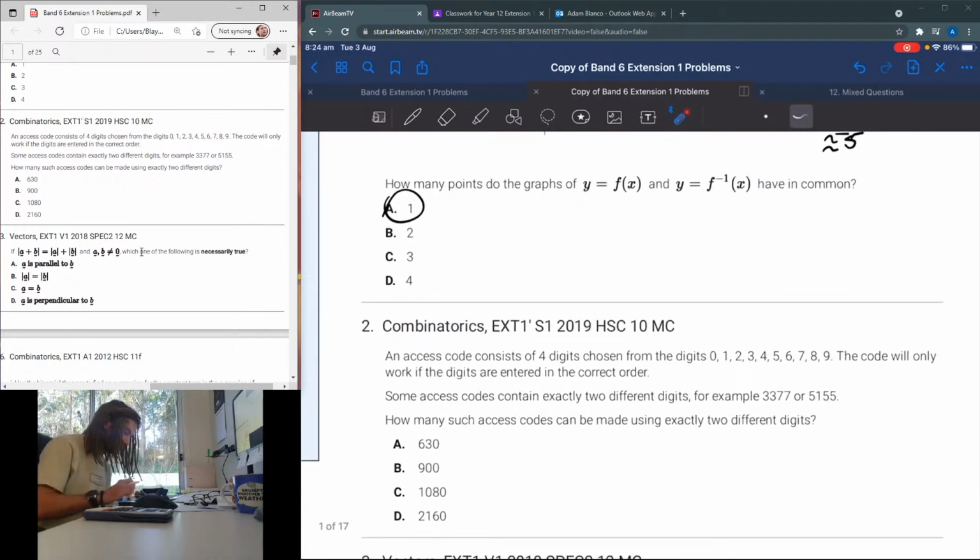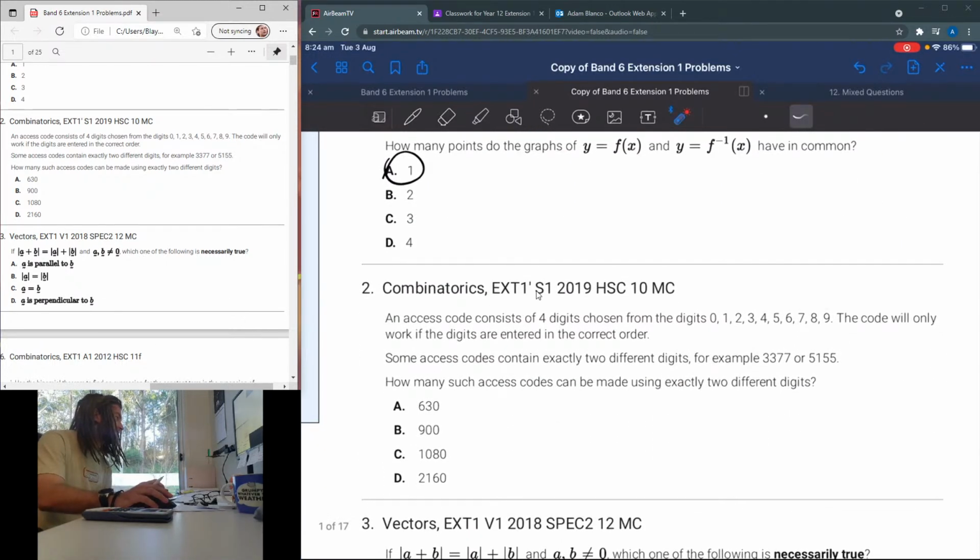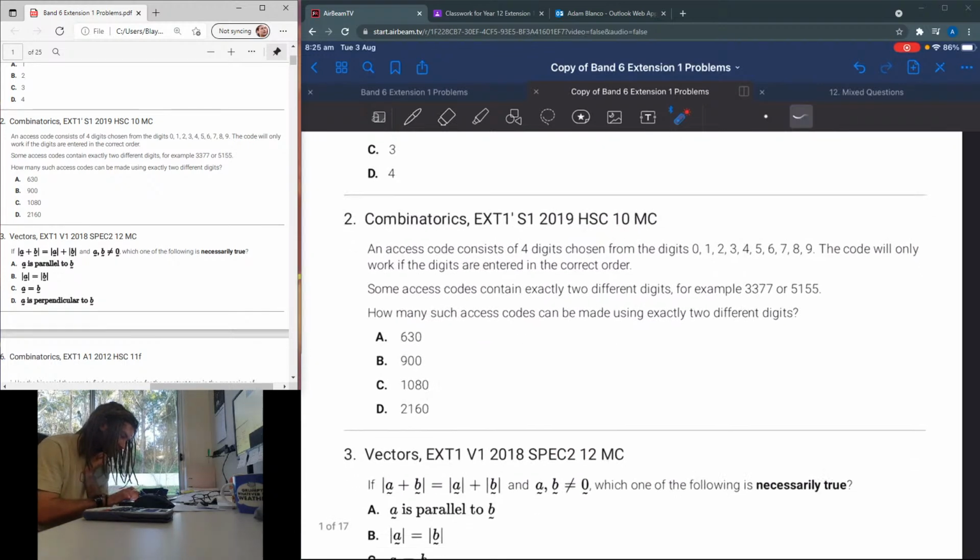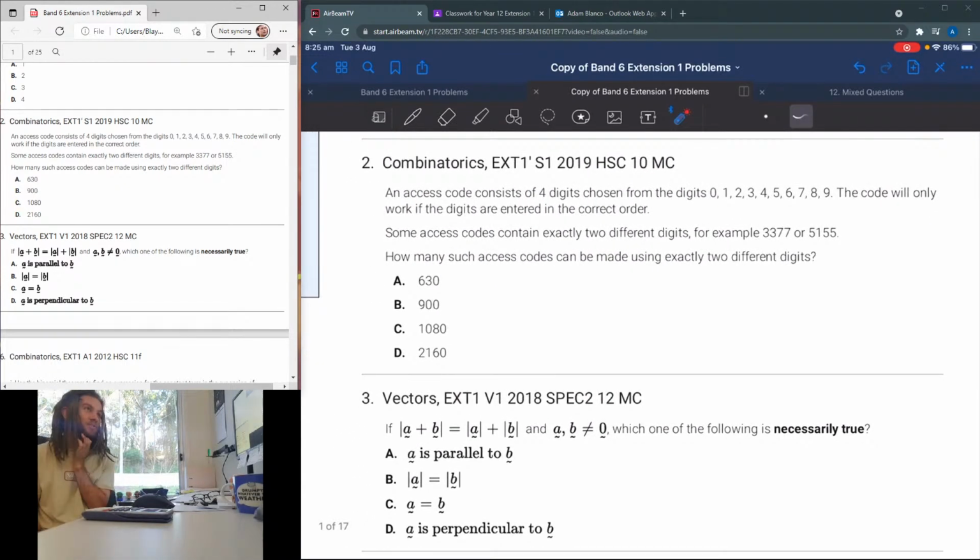Alright, well this next one's a bit of a doozy. So I wrote up nice solutions to these, and you'll notice in the nice solutions, I hate combinatorics. It's by far the hardest topic in extension, I reckon. Extension 1 and 2, I'd probably argue, but yeah.